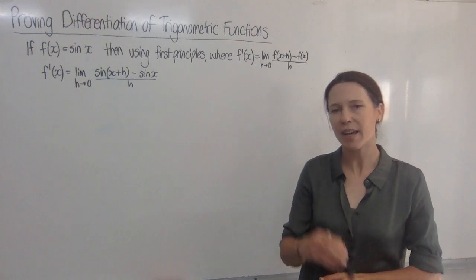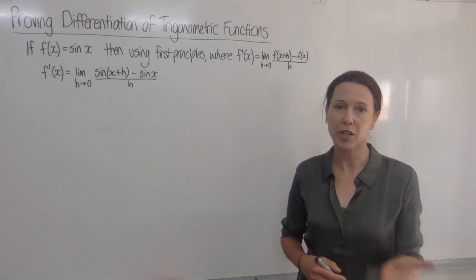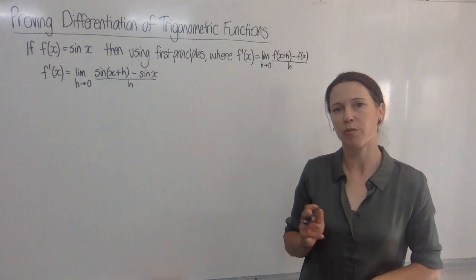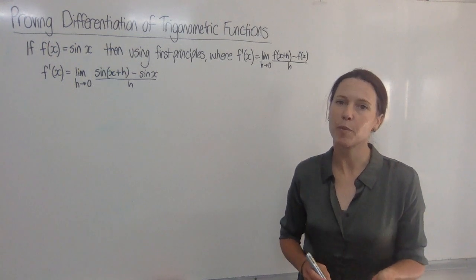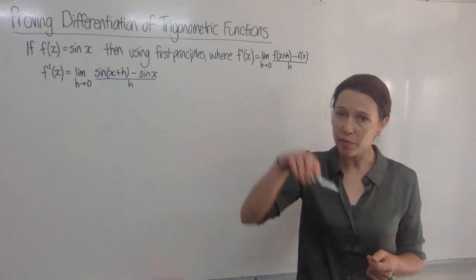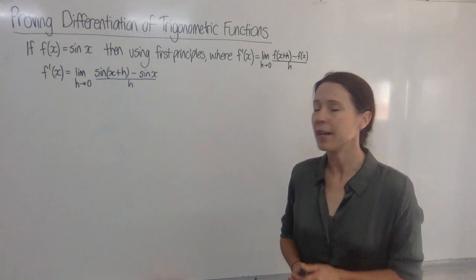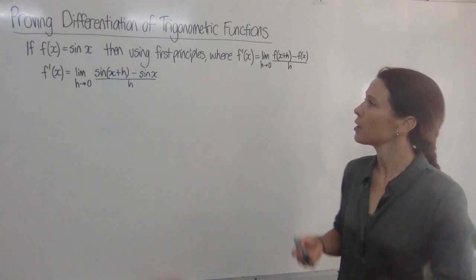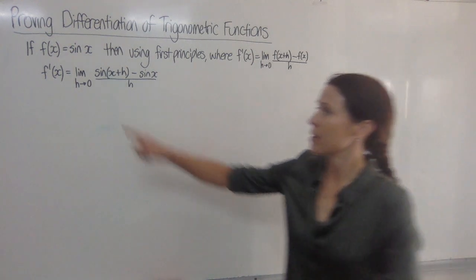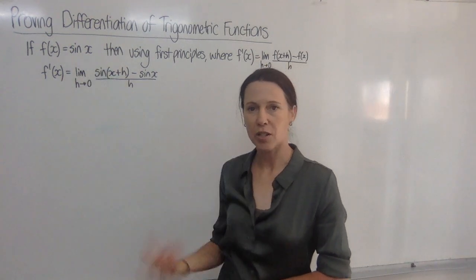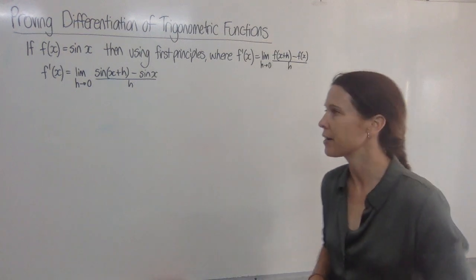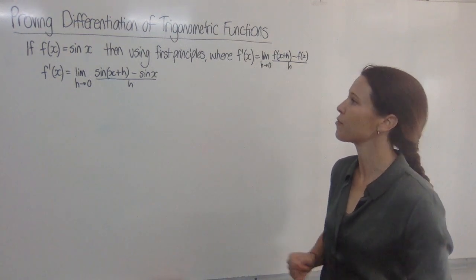Now we've already seen and used the results of differentiating trig functions, but we haven't actually looked at a formal proof. We've seen an informal proof where we just looked at the gradient of the sine curve and reasoned that it looked a lot like the cos curve, but now it's time to prove it algebraically. So if we start with proving the differentiation of sine x, then we can look at how to find the differentiation of cos x and tan x from that.